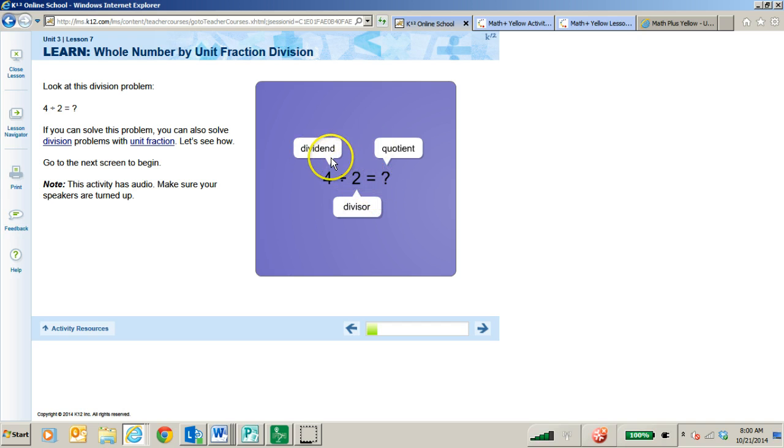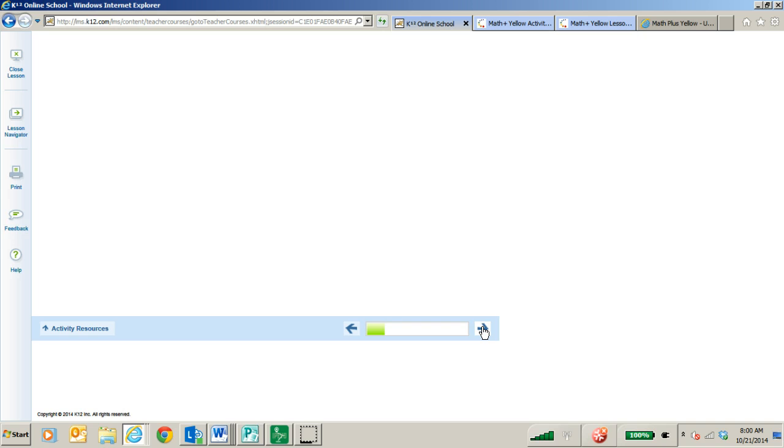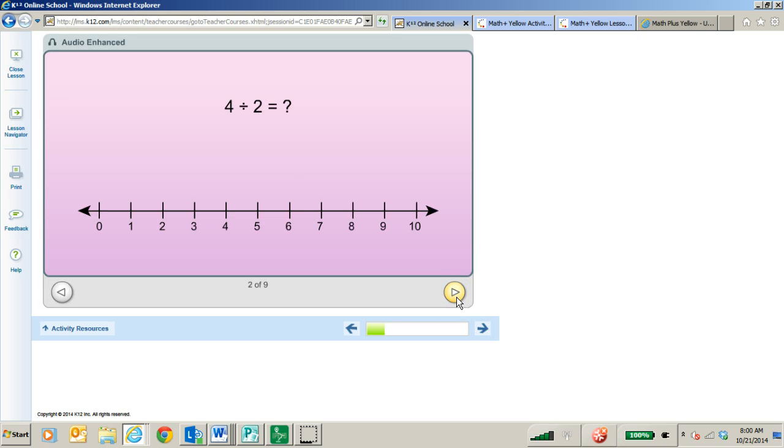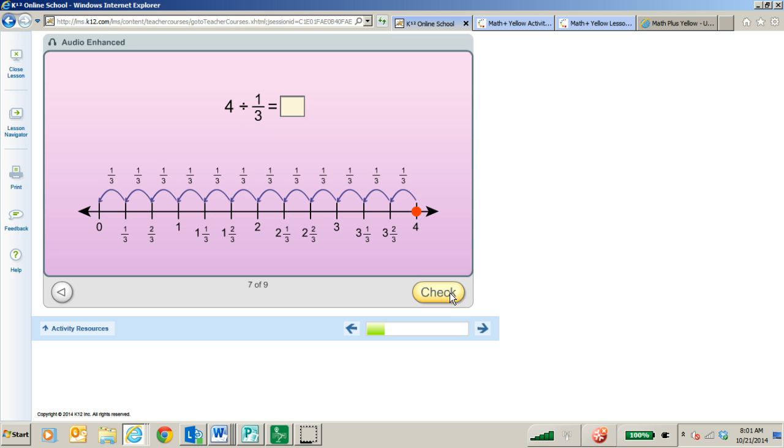Basically, what we want to review is the dividend is the number that is going to be divided up by the divisor, and then the quotient is the answer. And this lesson talks about whether division with whole numbers is not a lot different than division with fractions. So if you have 4 and you divide it by 2, how many groups of 2 do you have? Well, you have 2. So then if we move on and we talk about, well, what if that 2 is substituted with a fraction? Well, it's the same thing. If you have 4 and you divide it by thirds, how many thirds do you have? And you can see there are 1, 2, 3, 4, 5, 6, 7, 8, 9, 10, 11, 12.